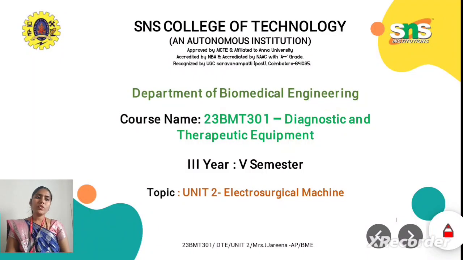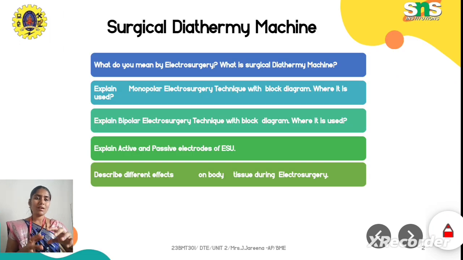Today in class we are going to see the most important topic in unit 2, that is the electrosurgical machine. In this class we are going to see what an electrosurgical machine is all about, how it works, what is the operating principle of this ESU unit, and what are the different modes involved in this ESU unit, and finally we will also be discussing where and how it can be used. So these are the things we will cover in today's class.